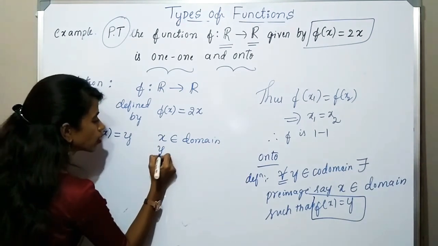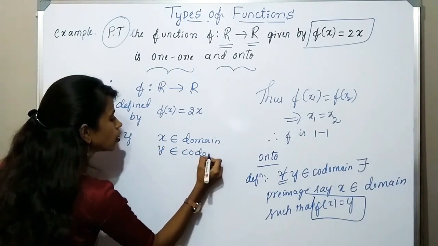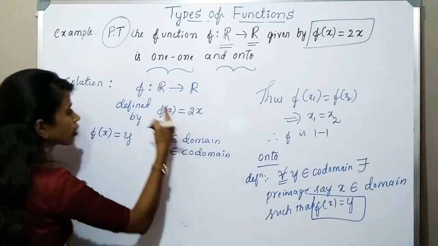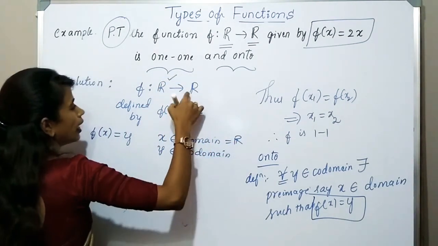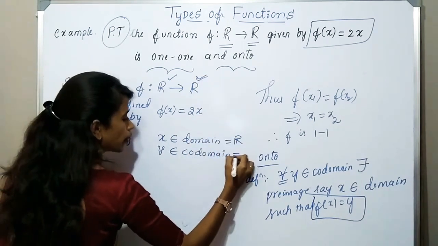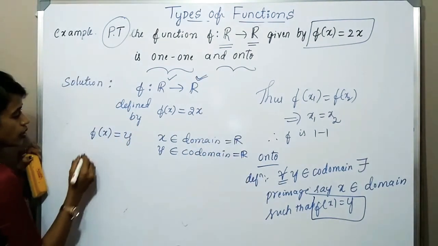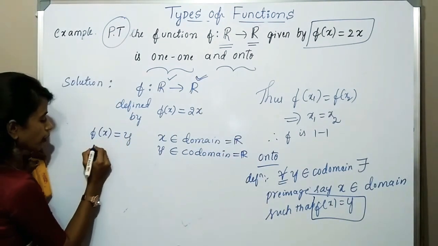And here y belongs to codomain. So what is the domain and codomain for this function? The first set is the domain, that is R itself. And the second set is codomain. Is it okay?